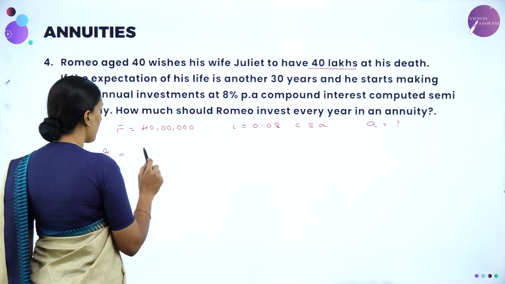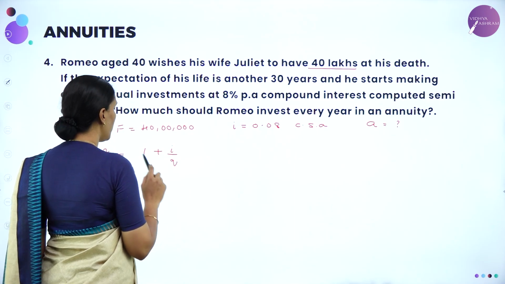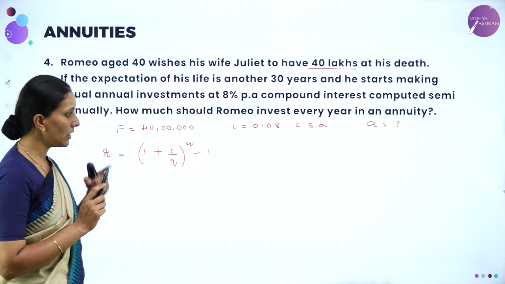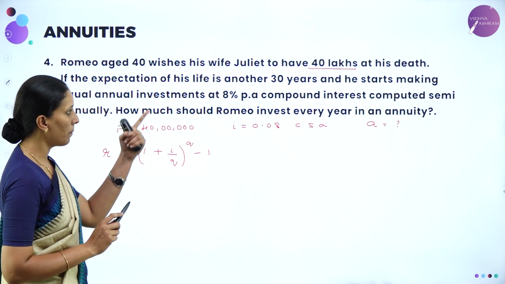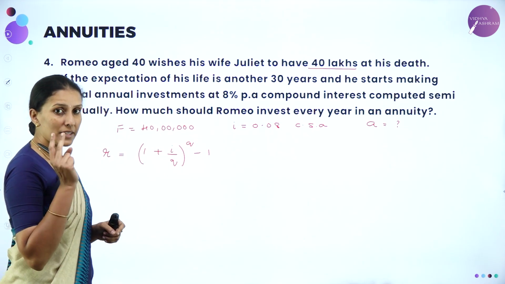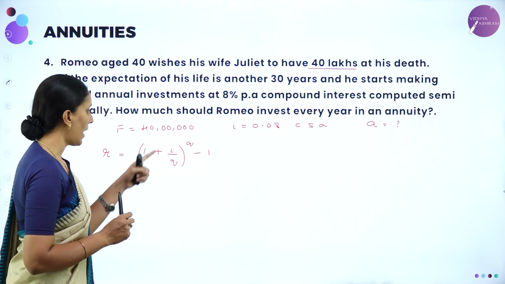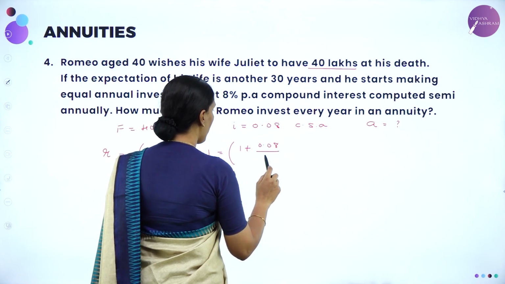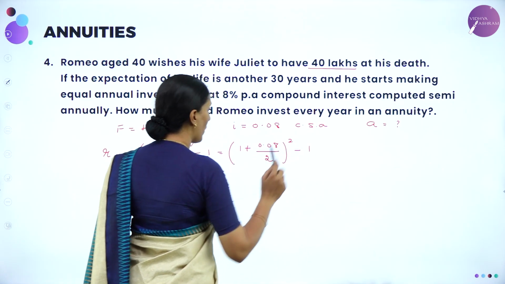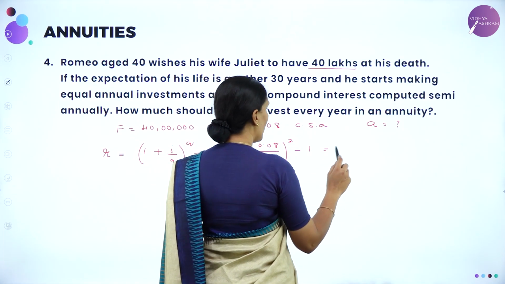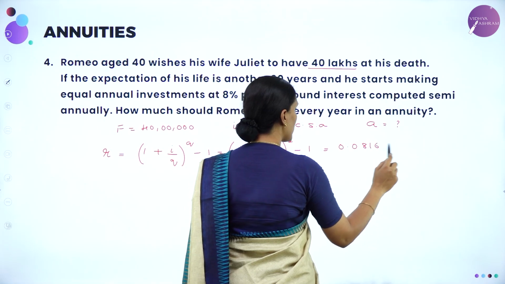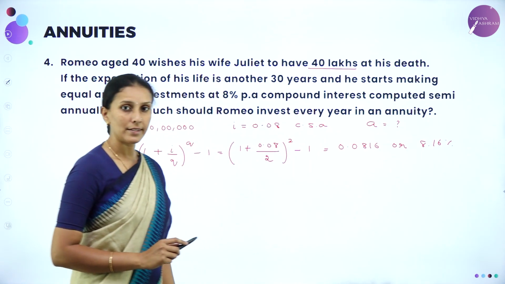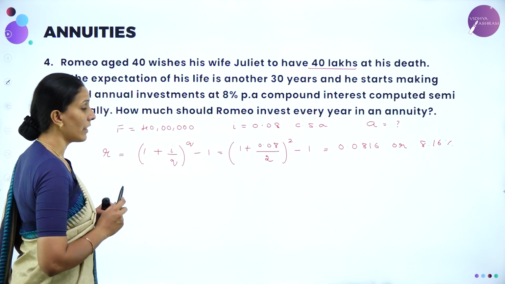So R is equal to (1 plus I divided by Q) whole to the power Q minus 1. Here Q is the number of installments in a year. They have clearly told that it is 8% compound interest computed semi-annually, which means in a year Q is equal to 2 and the rate of interest is 0.08. Therefore, (1 plus 0.08 divided by 2) whole to the power 2 minus 1. Evaluating this, we get the value 0.0816, or we can also write this in percentage as 8.16%.